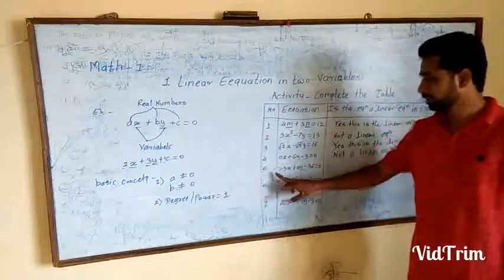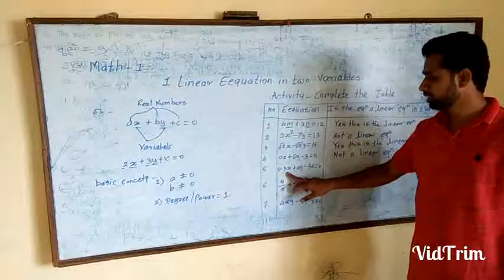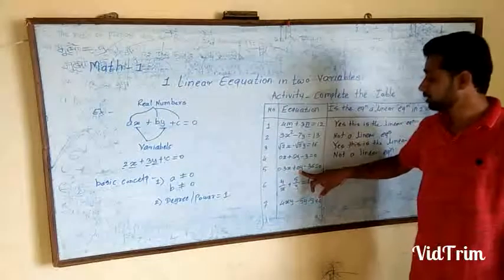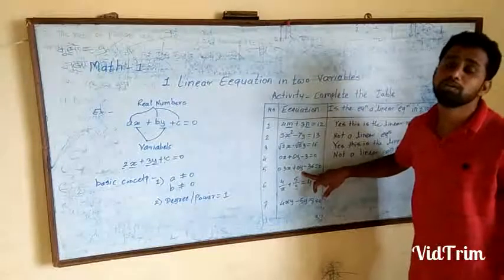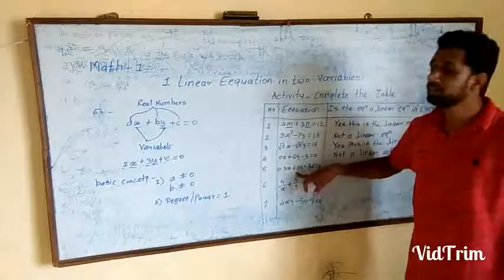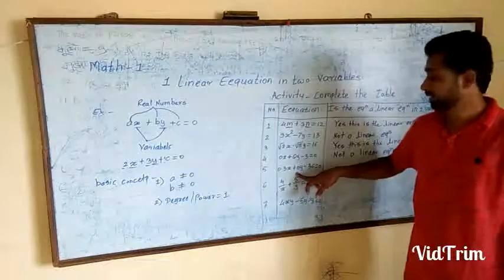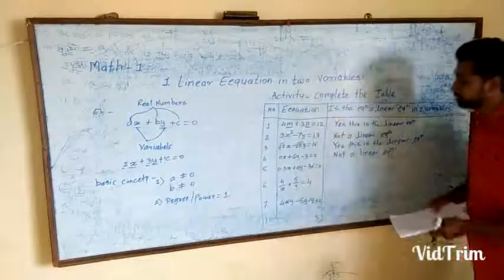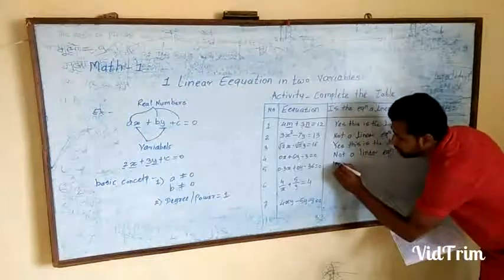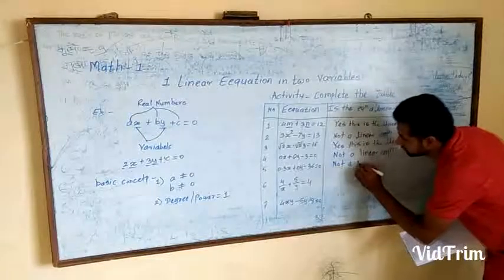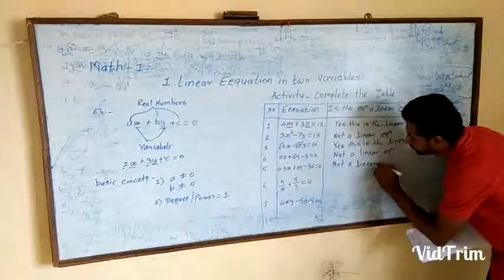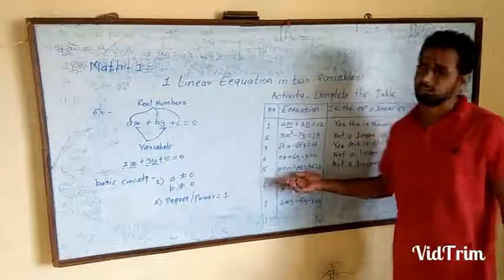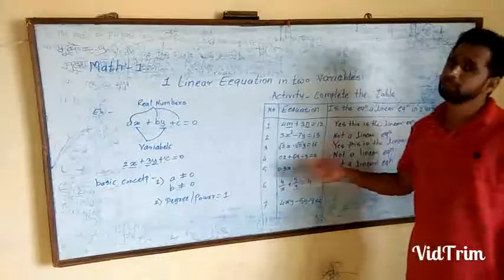Fifth one, 0.3x plus 0y. Again, here is a variable. This y is the variable. Value of this y is 0. The variable ची value 0 आली आहे. That's why we cannot say this is a linear equation. So right here, this is not a linear equation, because the value of variable is 0.